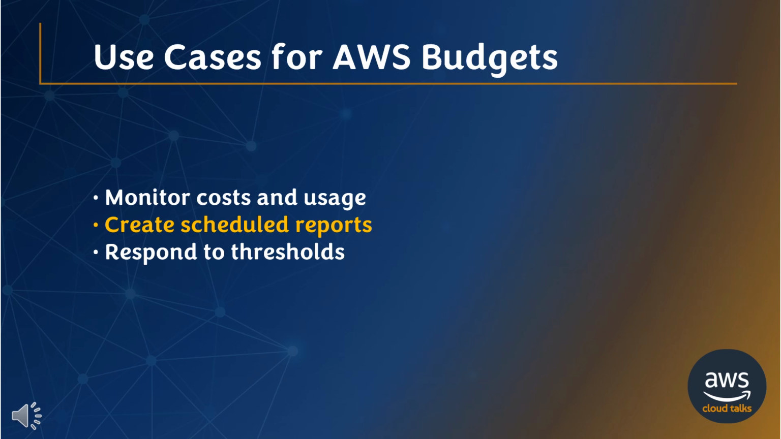Create scheduled reports: AWS Budgets enables you to stay informed on how actual or forecasted costs and usage progress toward your budget threshold. Respond to thresholds: you can set up custom actions to run automatically or through an approval process when a budget target is exceeded.